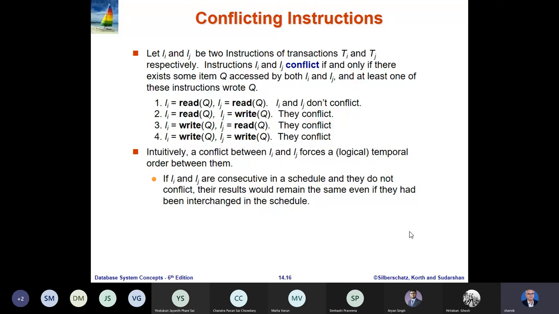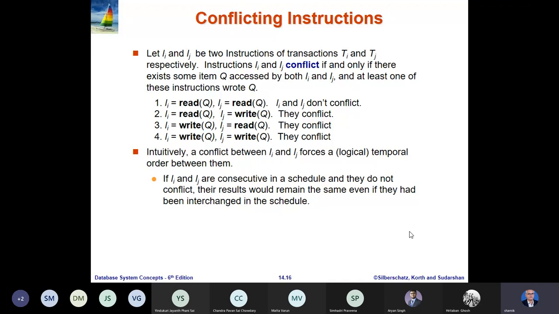And instead, if Ij(Q) came first and then Ii(Q), and both are write Q, then Ij will first write Q and then Ii will write Q, and it will overwrite what was written by Ij with the value of Q. So you see that the net effect will be different from if Ii came first and then Ij. So what it means is that these instructions conflict. It means we cannot allow them in any one of these orders and still end up getting the same database state. That will not happen. Okay?